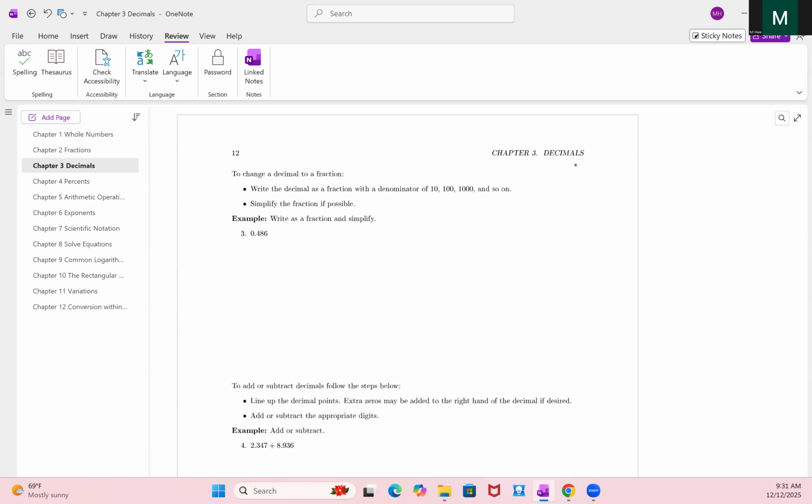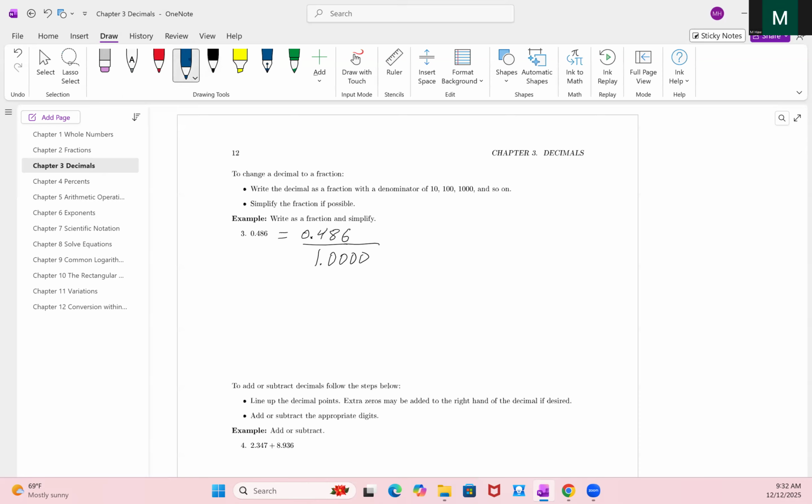To change a decimal to a fraction, write the decimal as a fraction with a denominator of 10, 100, 1000, and so on. Simplify the fraction if possible. So this decimal, we can write it as 0.486. There is a 1 underneath, and then there's a decimal point here, and there are terminal zeros to the right of 1 and to the left of 1. So we move this decimal point to the right until we get a whole number in the numerator. So how many places do we move it? 1, 2, 3. So now that becomes 486.